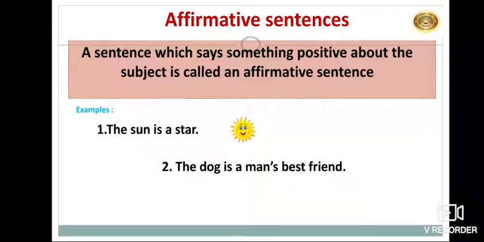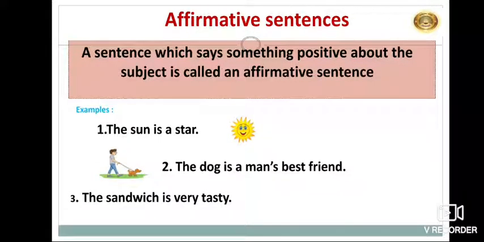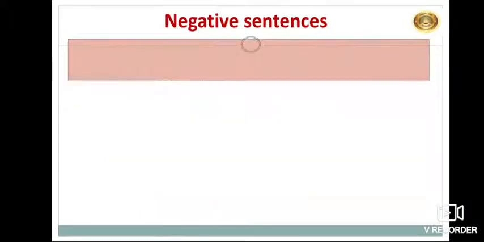The dog is a man's best friend. It is a positive sentence. So it is an affirmative sentence. The sandwich is very tasty. This also is an affirmative sentence as it is a positive sentence. So I hope you must have understood what is affirmative sentence. Now let's go to the negative sentences.